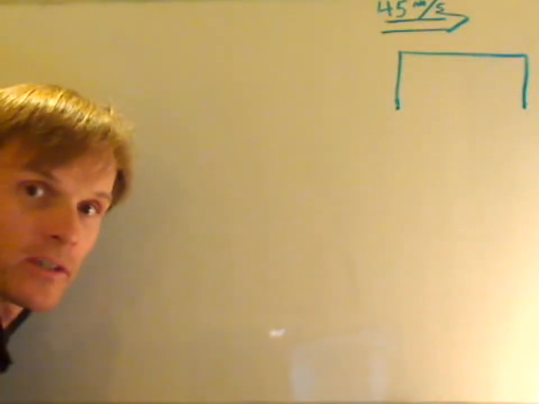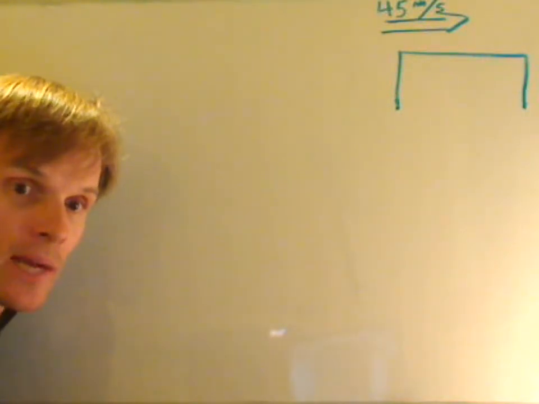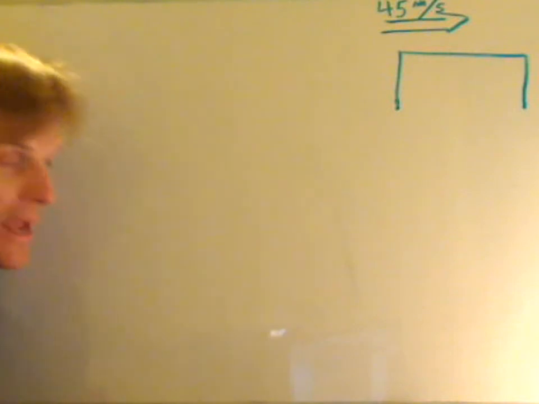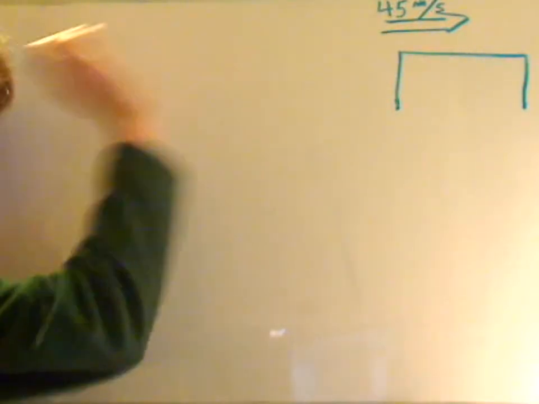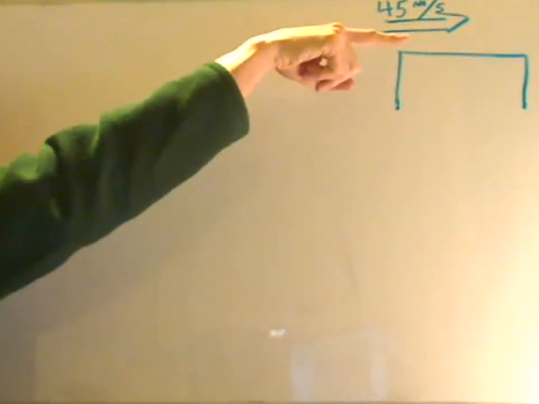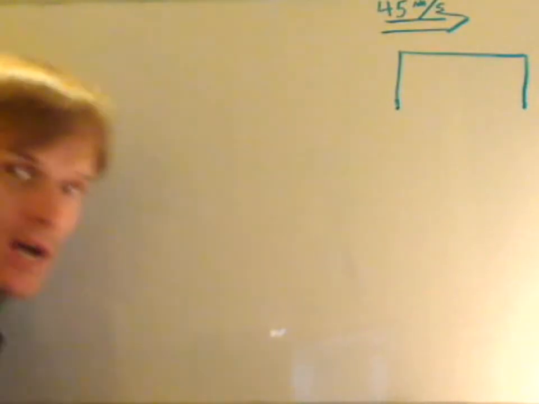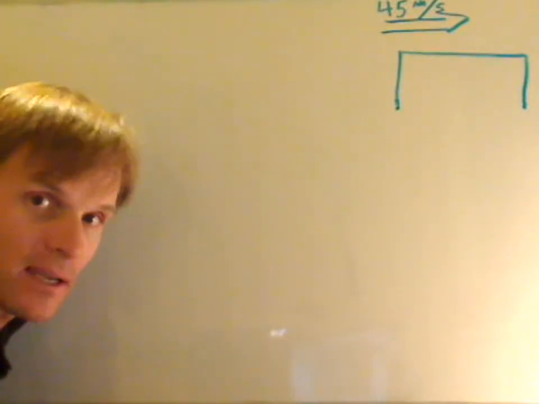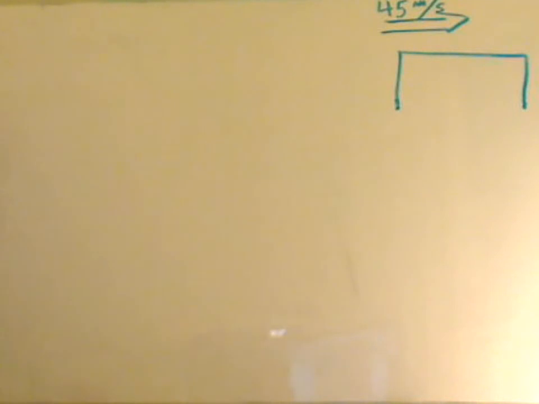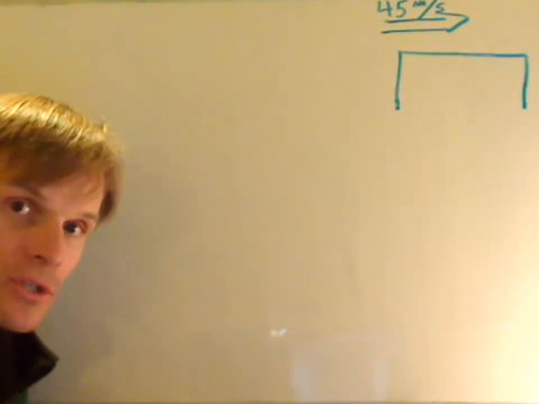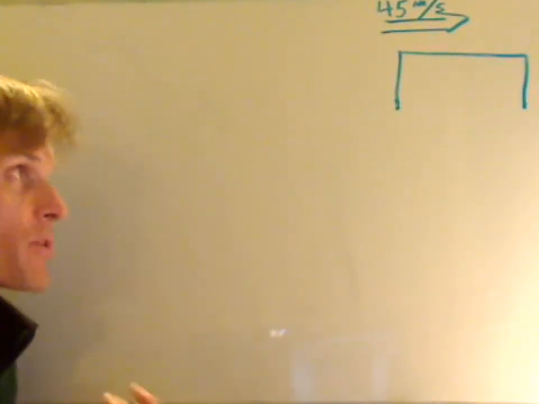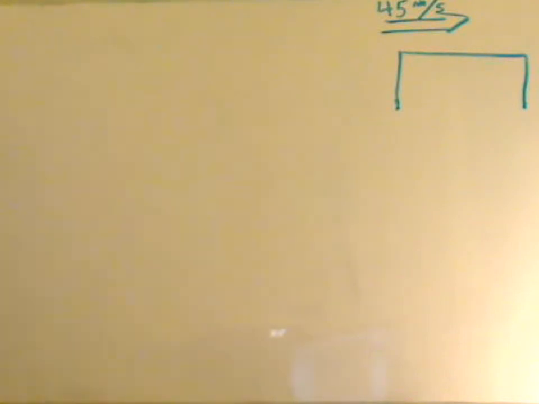Okay, so let's go ahead and work this Bernoulli's principle problem. In this problem, we're told that there are 100 mile an hour winds, 45 meters per second, going across the top of the house, and we want to calculate the force on this house due to this Bernoulli effect that we're talking about.